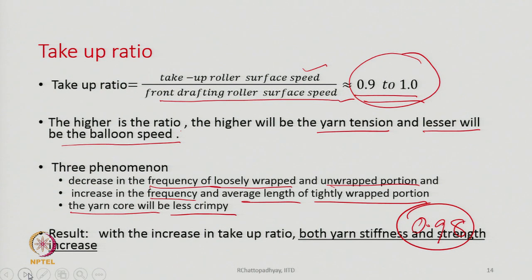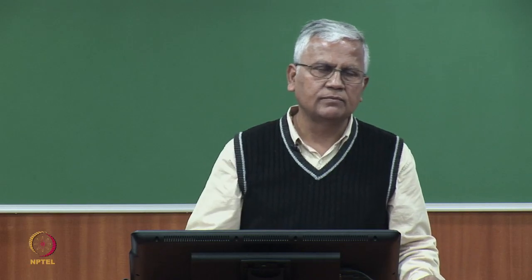So, with an increase in take up ratio, both yarn stiffness and strength increase. From 0.9, people go to 0.94 or 0.95, 0.96, a little improvement, but we should not go beyond 1 either, because that will make the yarn tension so high that the thread may break during spinning itself.